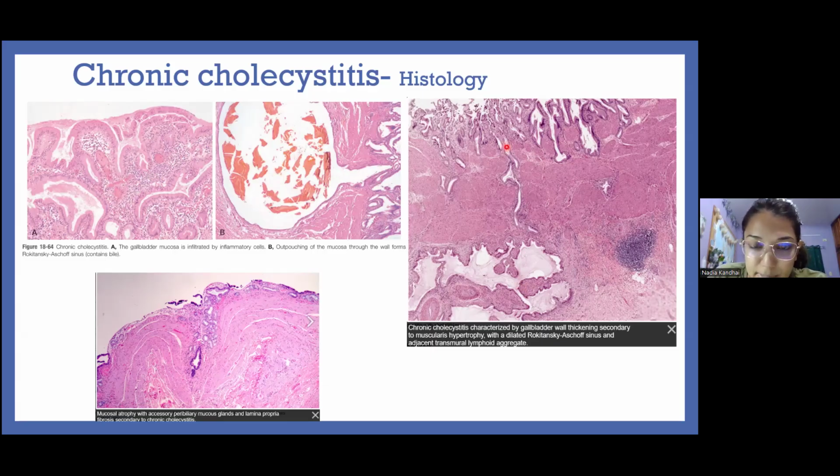Seen here is the same extension, so basically at the lamina propria, but extending into the muscularis propria layer. We could see the Rokitansky-Aschoff sinuses, as well as a thickened mucosal layer from chronic inflammation. The last picture, we could see an eroded, flattened mucosa with missing folds demonstrating mucosal atrophy in chronic cholecystitis.